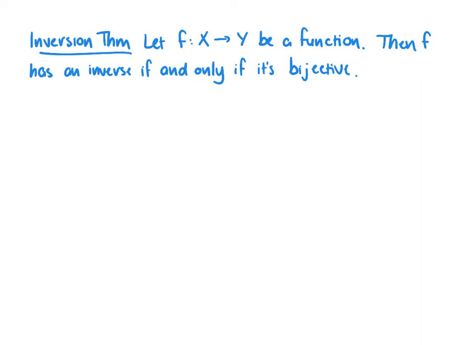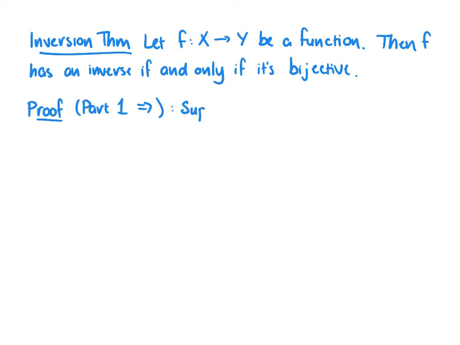This is an if and only if statement, so there's two conditional statements to prove. That's why this video is in two parts. We'll do one part in each video. So let's start our proof here. Part 1 is going to be the forward direction, meaning we're going to assume f has an inverse, then show it has to be bijective.